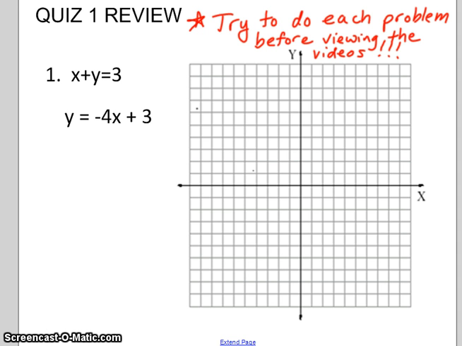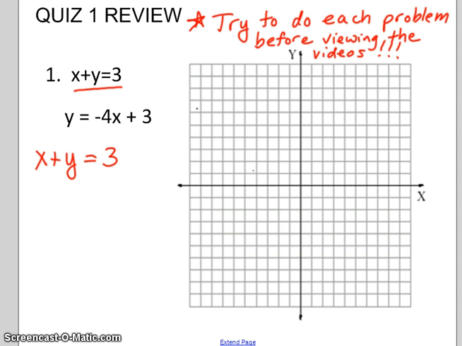Alright, so our first equation is x plus y equals 3. Alright, how do we graph this? Well, we could get it into slope-intercept form, or we could just graph it using the x and y intercept. In this case, this equation is in standard form, where x and y are on the same side. So what we could do when an equation is in standard form is graph it using the intercepts.